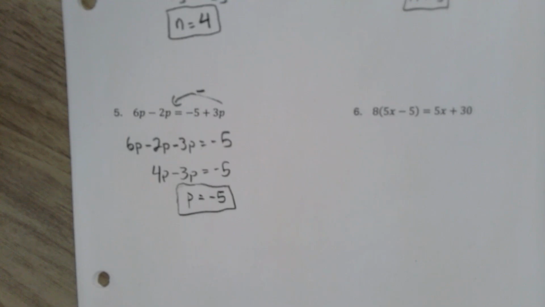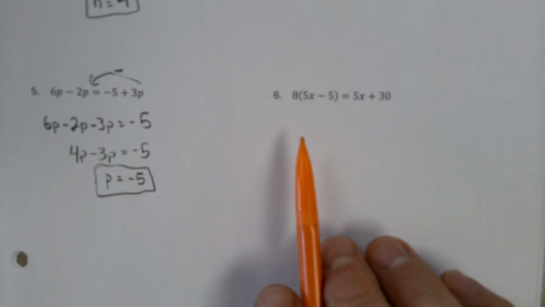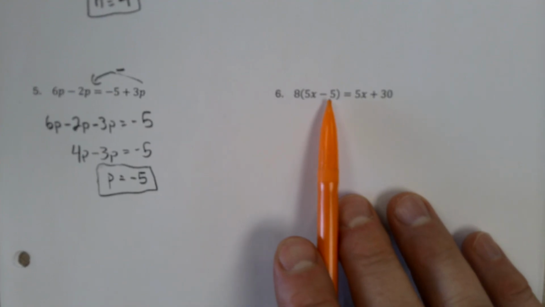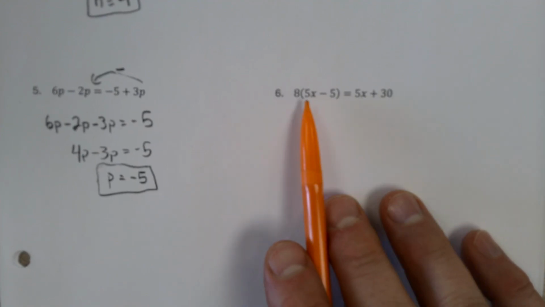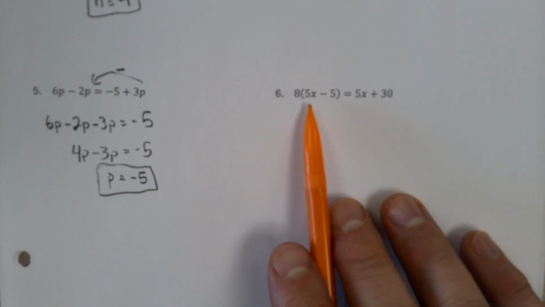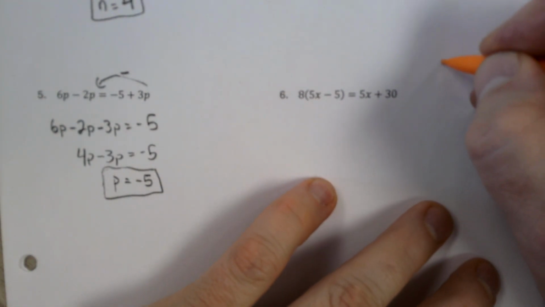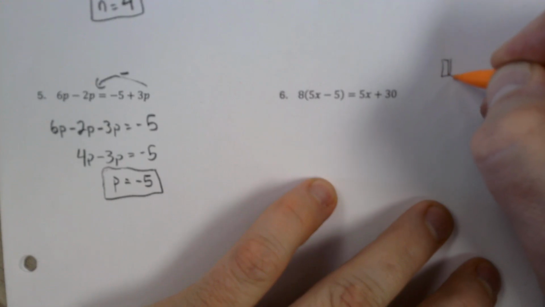And for the last one, now this one is an extension. We didn't cover a problem like this, but I thought I'd put one on there kind of as a refresher. We have this 8 and then this parenthesis here. Well, what does this mean? This tells you you have 8 of these 5x minus 5s. So, you know, I could draw out the tiles for them.